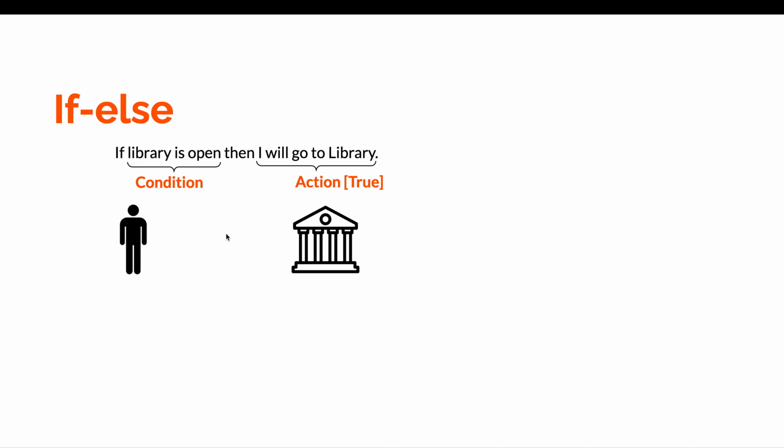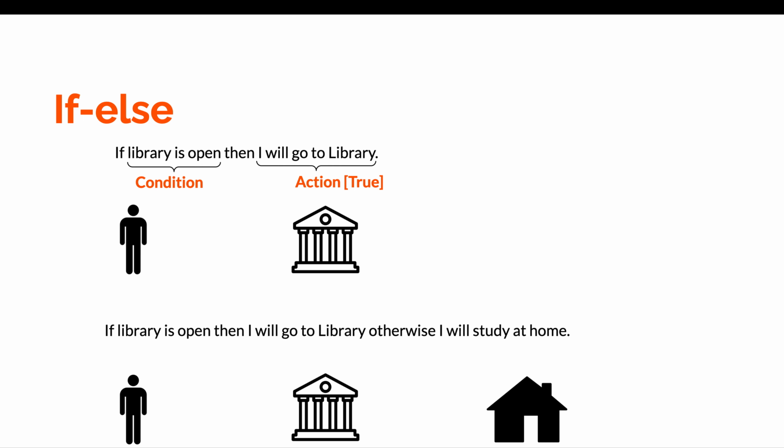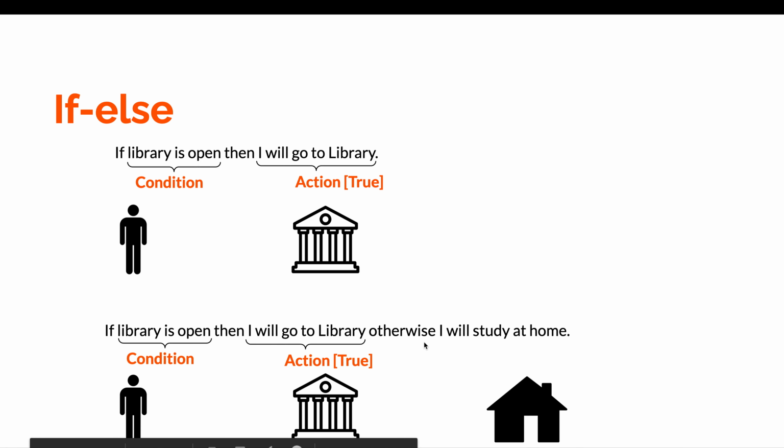And if we look at this statement, if library is open, then I will go to the library, otherwise I will stay at home, study at home. So in this statement, we have a condition, we have an action, but then we have another action. This other action will be performed by this person when this condition is not true. This is just a simple example from our real life. Now we are going to see how this if else can be used.